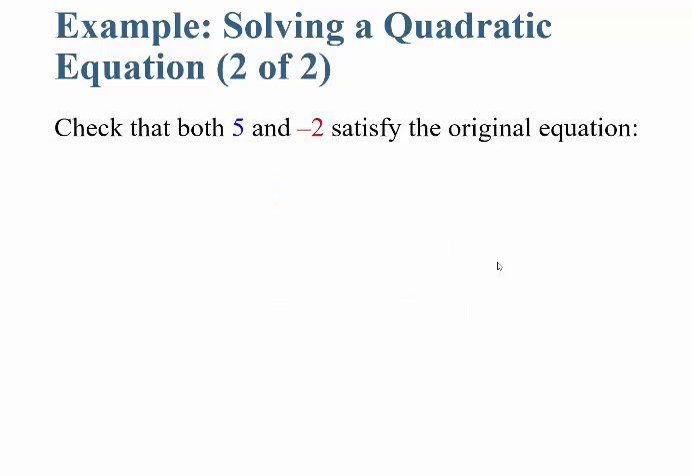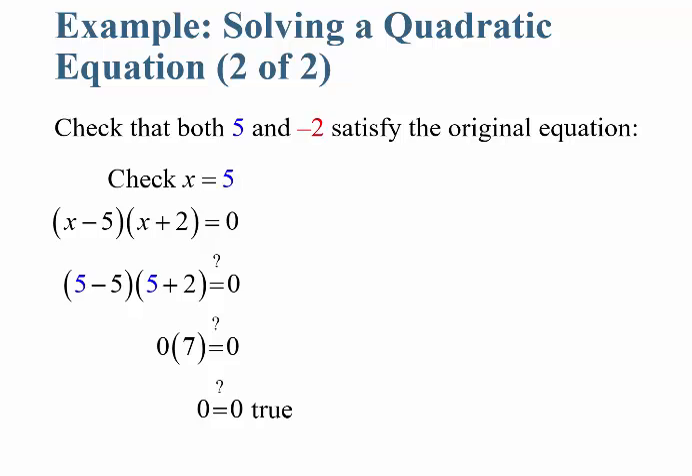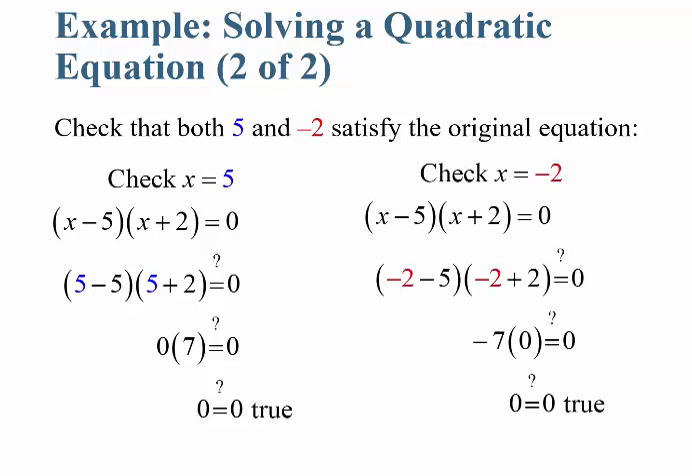You can check both of these, and you'll see that they satisfy the equation. If you plug 5 into the equation, it solves it. If you plug negative 2 in for x, it also solves it. Both of these numbers solve it, and it's okay to get two solutions to an equation like this.